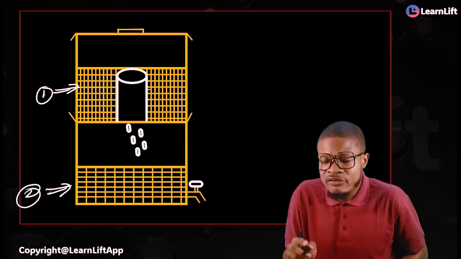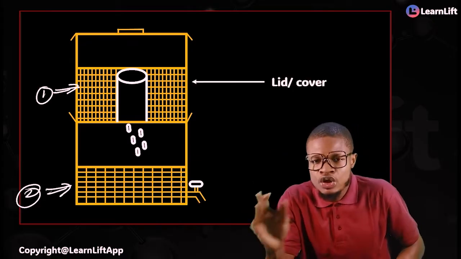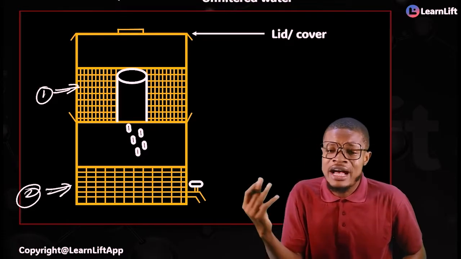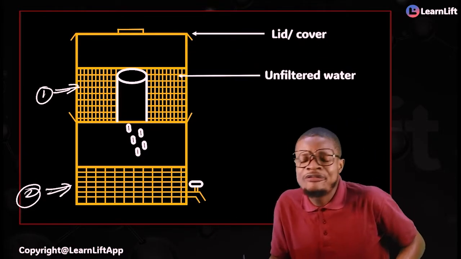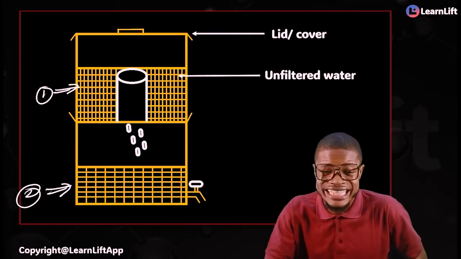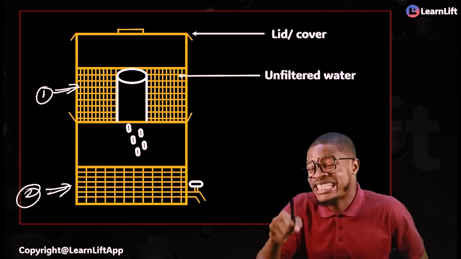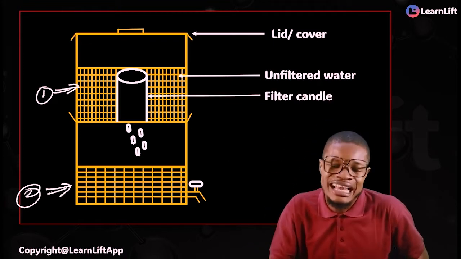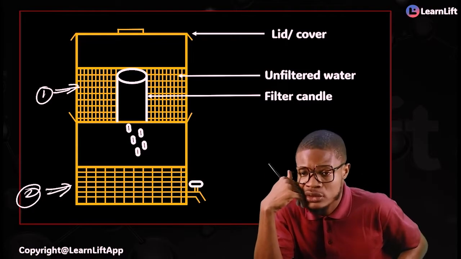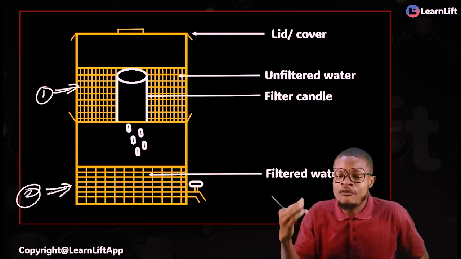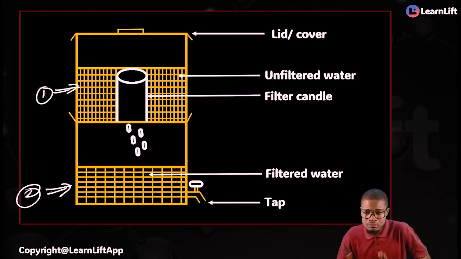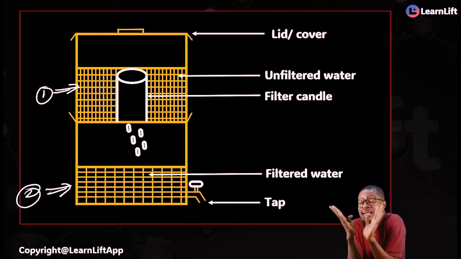You can see in the entire setup, first, this is the lid or the cover. So aside from the lid or the cover, we have what is called the unfiltered water. Unfiltered water is in the first layer or second layer? First layer. And of course, in that first layer as well, you have what is called your filter candle, because it is that filter candle that will carry out the entire filtration process. And then you now have your filtered water in the second layer. And of course, you have your tap. This is the entire procedural setup.